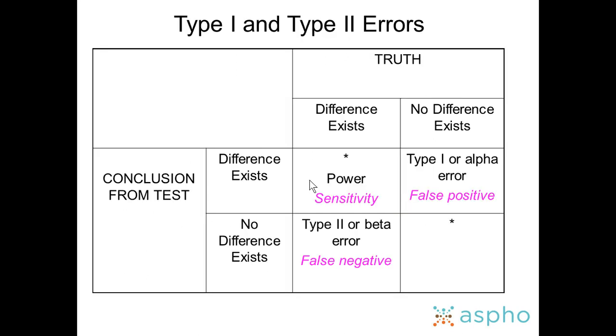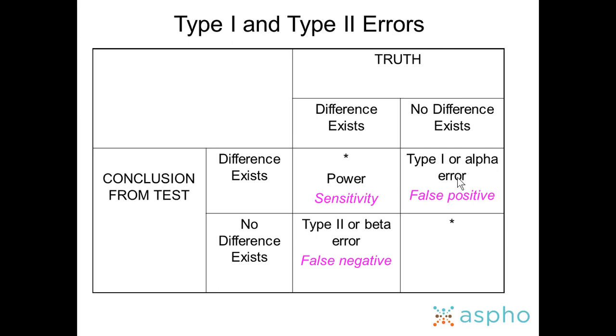So errors, we've already alluded a little bit to errors. Errors are important when you're doing hypothesis testing. This is the truth. This is our study and what we conclude. In an ideal world, we will find a difference from our study when one really exists, and this is related to power or sensitivity, or we will not find a difference when one really doesn't exist. So these 2 quarters are the ideal situation.